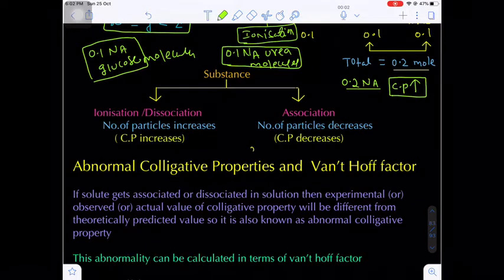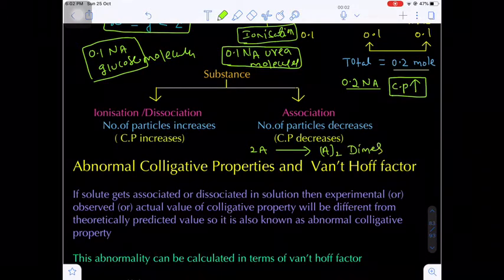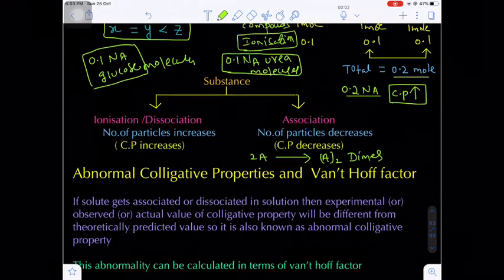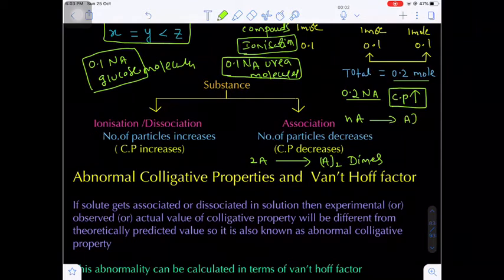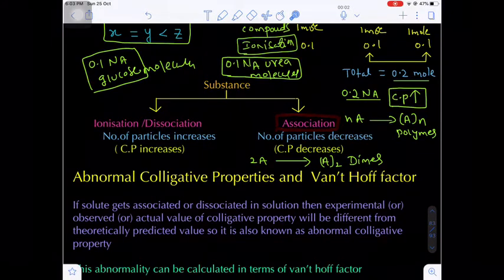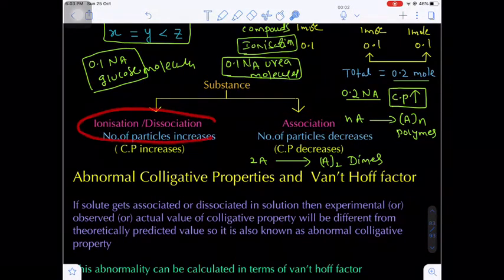Let's suppose two particles are there. Two particles combine to give only one particle. This is called a dimer. If three particles become one particle, a trimer. If four particles combine to give one particle, a tetramer. If a large number of particles, let's suppose n particles, combine to give only one molecule or one particle, that means this is a polymer. Are you getting my point? Such types of reactions are known as association. So the solute can undergo ionization or dissociation, or association.